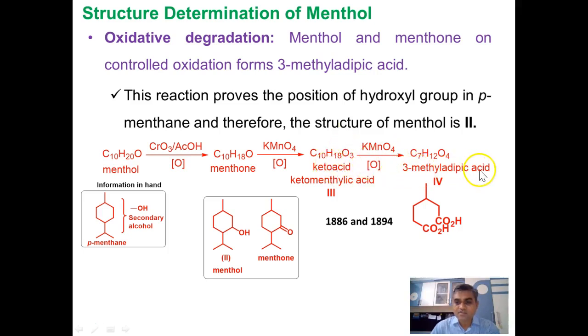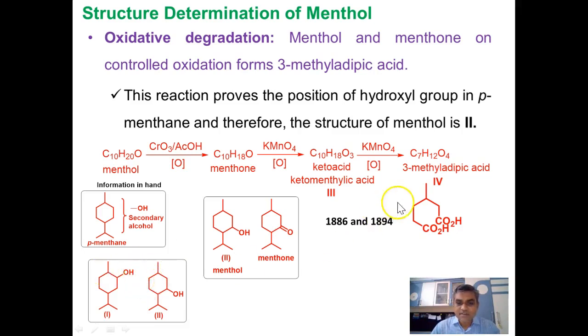This keto acid on further KMnO4 oxidation forms 3-methyl adipic acid. Here 3 carbon atoms are lost, and it is in the form of acetone. C10H18O3 goes to C7H12O4. So 3 carbon atoms are lost, and therefore it gives a clue about the presence of isopropyl group here, and the formation of the last product was found to be the 3-methyl adipic acid. So the formation of 3-methyl adipic acid gives us a clue to assume the structure of menthone in this way.